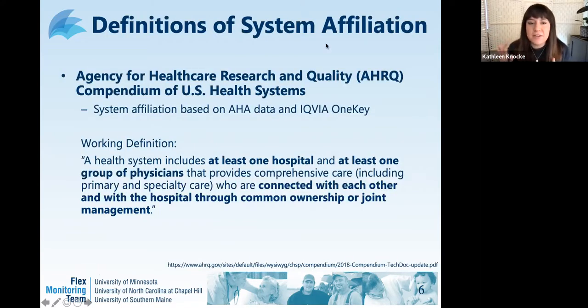The last data set we looked at was the ARC compendium for US health systems. This is a data source that combines AHA data and also QBO1P data. They have a definition that includes one hospital and at least one group of physicians that are connected through common ownership or joint management. So again, they're looking at ownership and something else.